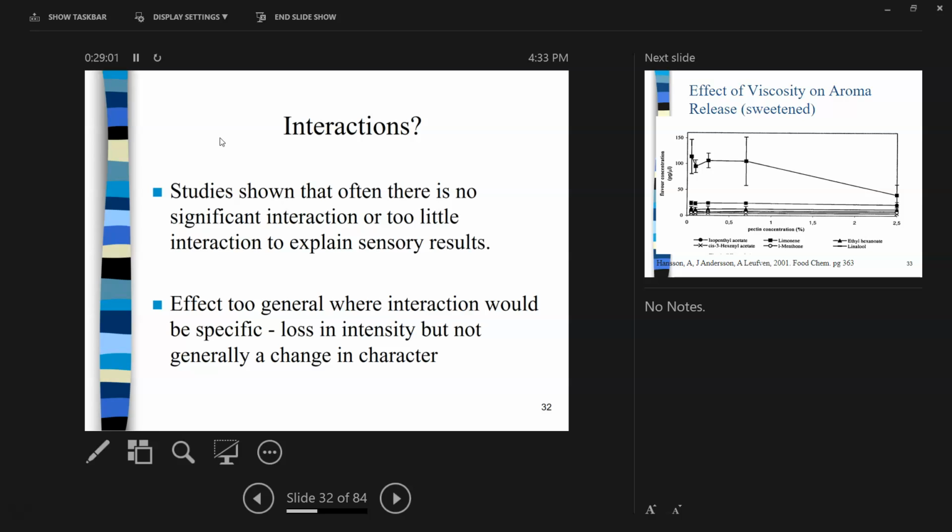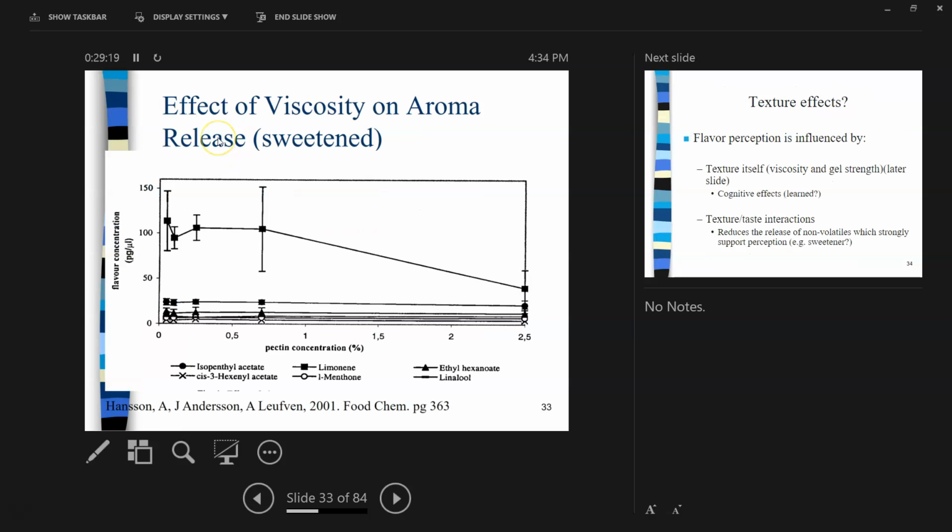So, interactions: often there's no significant interaction between these viscosity effects or gelling effects. I'm going to show you a slide where there is, which is interesting too. Why is that? Oftentimes the effect is too general: a loss in intensity, but generally not a change in character.